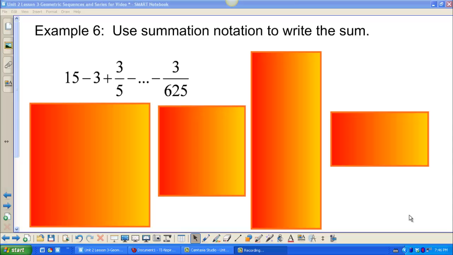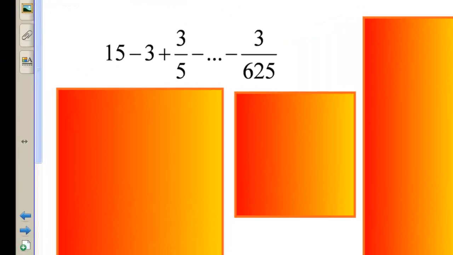And welcome to example 6, where we're going to use summation notation to write the sum. So I've given you 15, minus 3, plus 3/5, minus some terms that are missing, all the way up to 3 over 625. And we're going to write this in sigma notation.